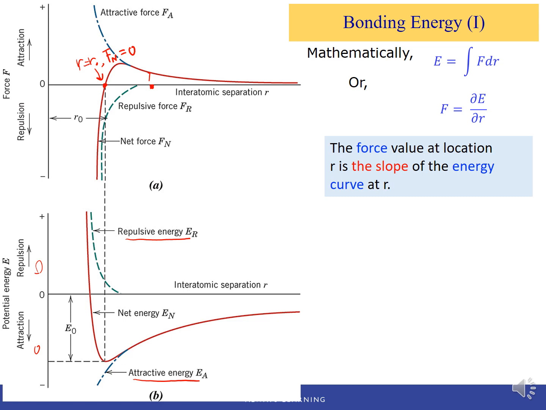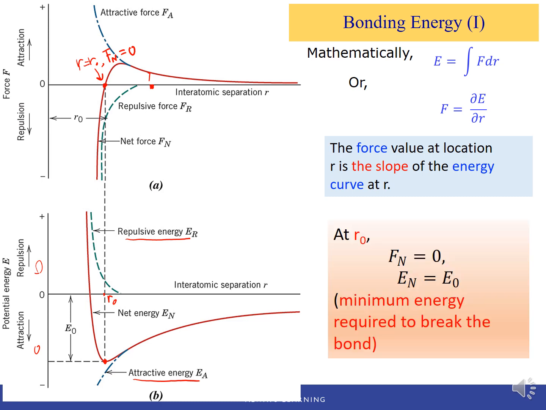So in this case, R equal to R0 means the energy is at a minimum value. So at R0, which is the equilibrium interatomic separation distance, the net force between the two atoms is 0, and the energy between the two atoms is at its minimum value. So this is the minimum value required to break the bond between the two atoms.